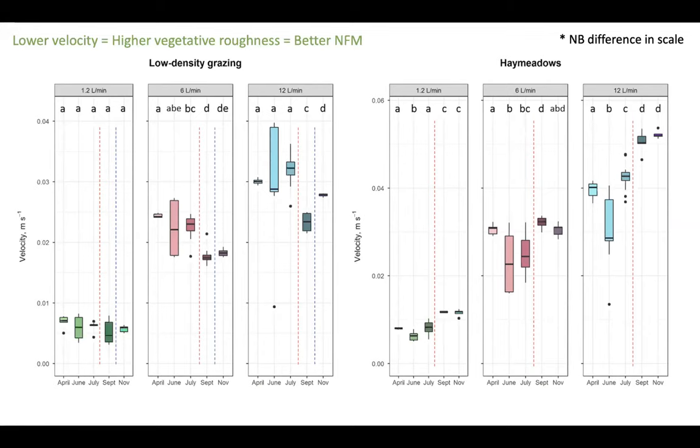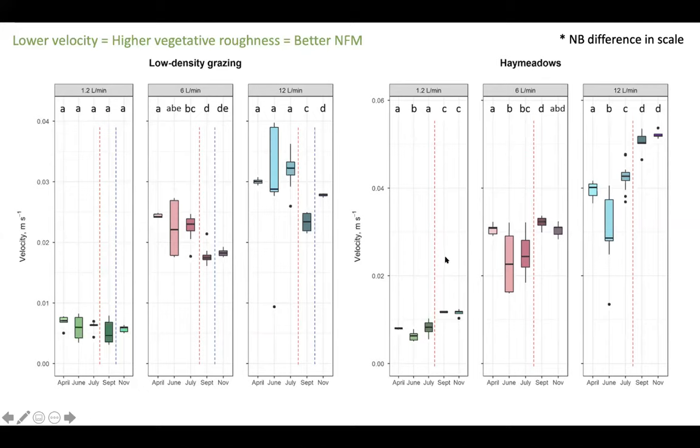And as a result, the surface roughness increases as the grass grows back and you get a subsequent decrease in the overland flow velocity. The blue dotted line shows when the ewes were off-wintered. They don't graze Swindale in the winter months. But there's a much less stark change in the flow velocity here because you have vegetation die back at the same time as the reduction in grazing pressure.